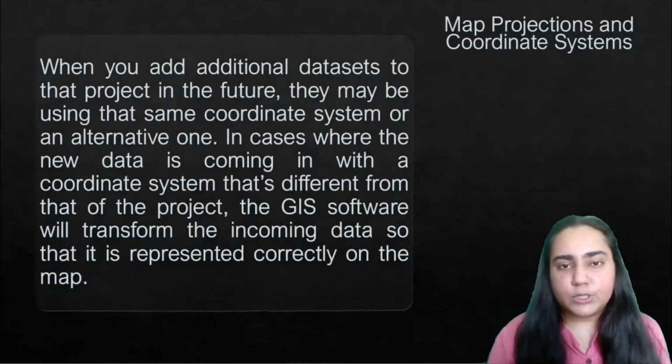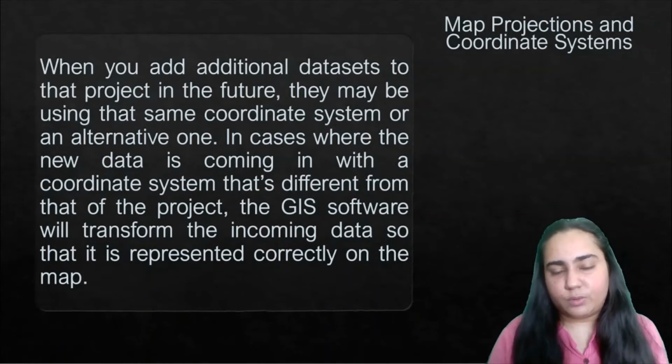When you add additional data sets to that project in the future, they may be using the same coordinate system or an alternative one, which is quite possible. So in cases where the new data is coming in with a different coordinate system, the GIS software will transform the incoming data so that it is represented correctly on the map.